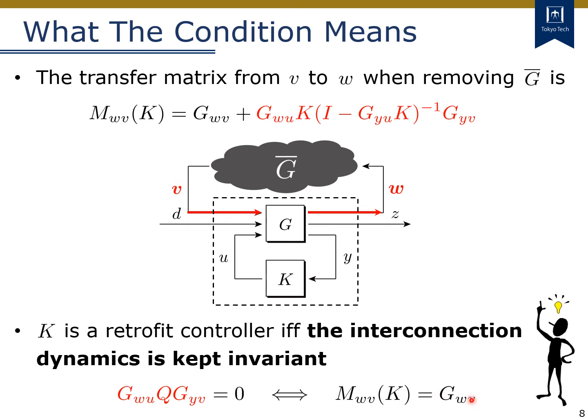From the assumption of the internal stability of the pre-existing system, we know that the feedback of GWV and G bar is internally stable. So, the basic principle behind the retrofit control can be understood as keeping the original internal stability.